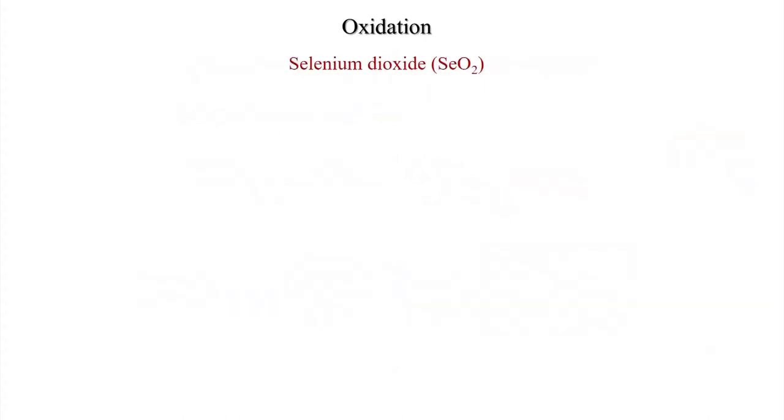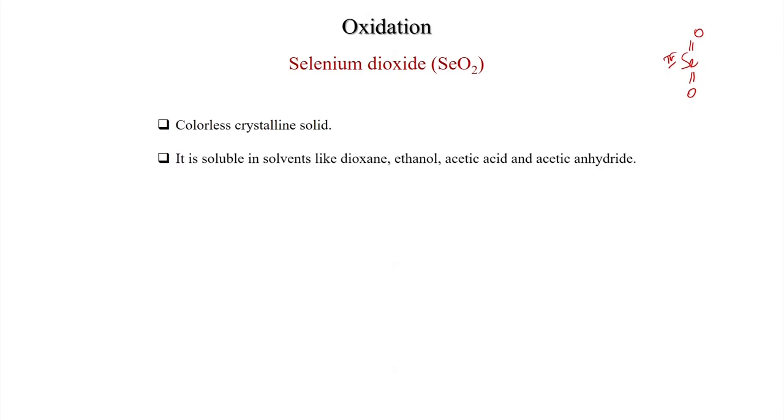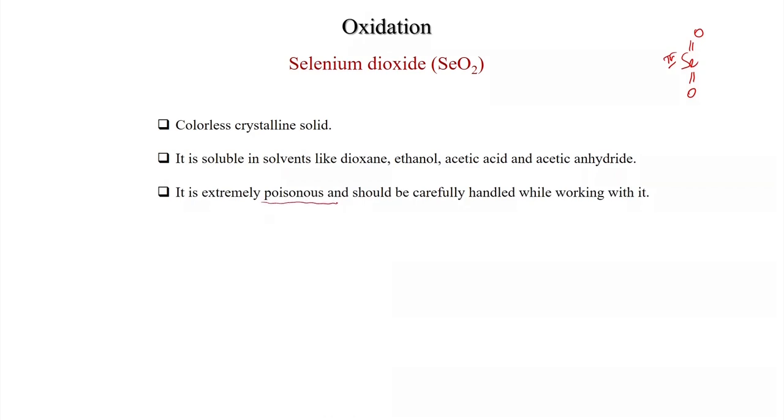Now, we will discuss another oxidizing agent, which is selenium dioxide. So, this is selenium dioxide, selenium is 4. We know that oxygen, sulfur, selenium, it is in that series. It is a colorless crystalline solid. It is soluble in solvents like dioxane, ethanol, acetic acid and acetic anhydride. It is extremely poisonous and should be carefully handled while working with it.